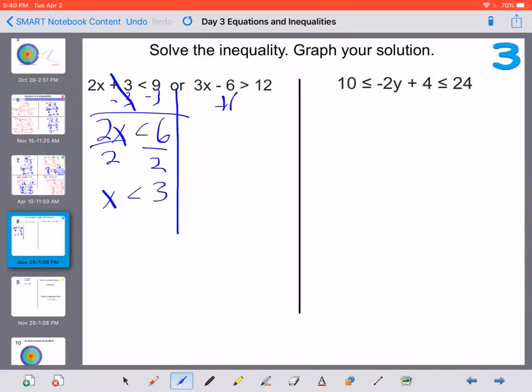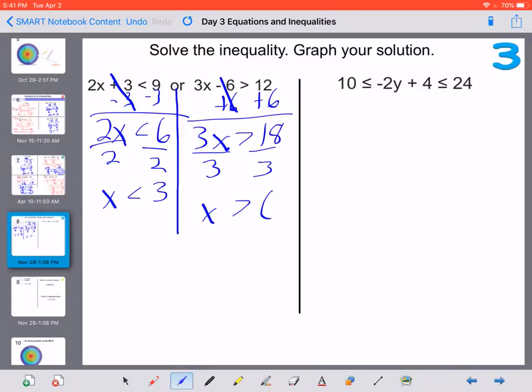Here we're adding 6. So we get 3x is greater than 18. Divide that by 3. And x is greater than 6. So now we have to graph this.